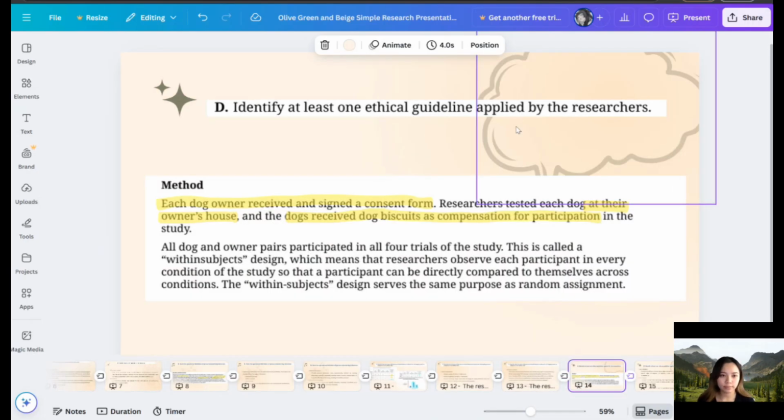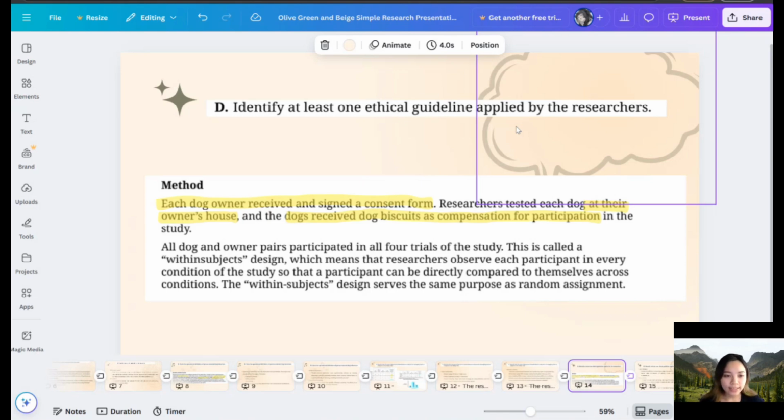Okay, we're almost there. It's the fourth question already. So for question D, identify at least one ethical guideline applied by the researcher. This part, to be honest, I think is the easiest part in the whole FRQ.